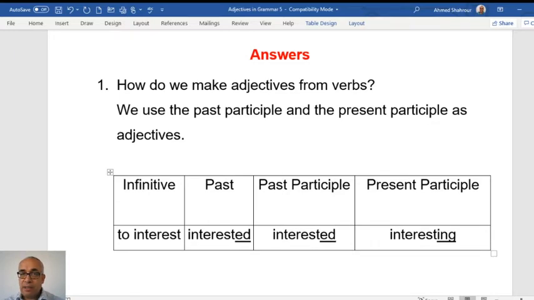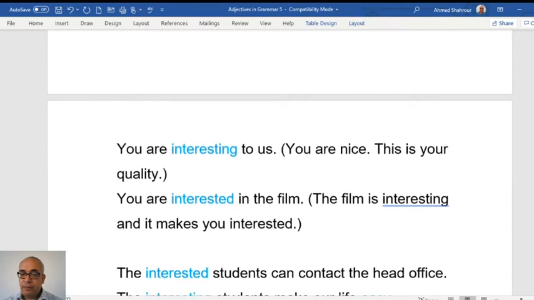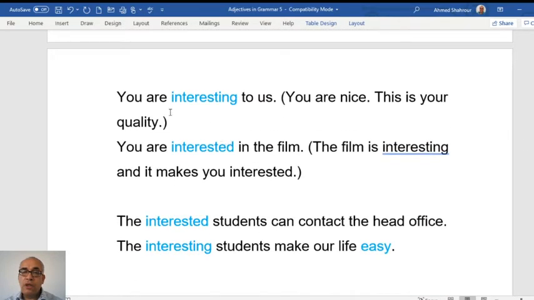Shall we look at some examples? You are interesting to us. So interesting is an adjective. It means you are nice, and this is your quality. So interesting is an adjective of quality, and I put ing to it.